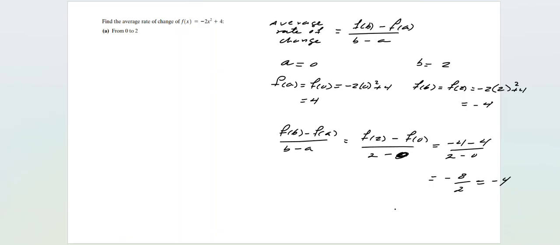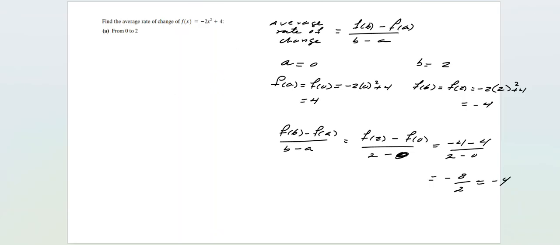So to calculate the average rate of change is not a big deal really, right? What we have to do is just find the values of f of a and f of b, whatever values a and b have, right? And then we apply the formula to find this average rate of change. That is f of b minus f of a over b minus a.